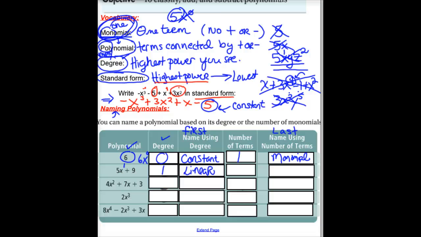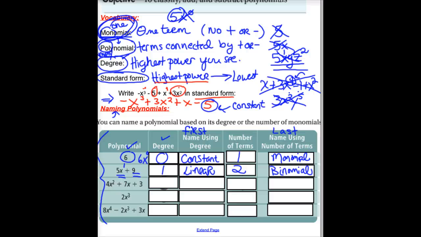Number of terms, there are 2 of them. There's a 5x and a 9. And we've got a word in the English language that means 2, and that's bi, like for a bicycle with 2 wheels. So we call it a binomial. Again, this vocabulary isn't crucial to the study of polynomials, but we'll get it down. You can have this out while you're doing your homework. It's not that big of a deal.